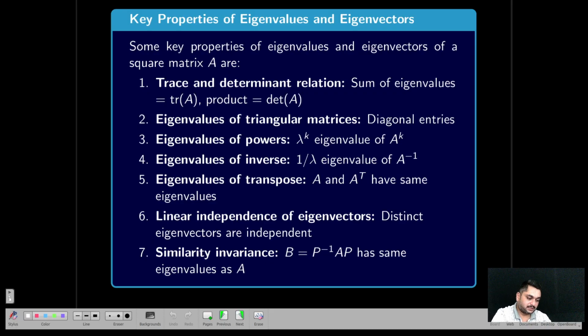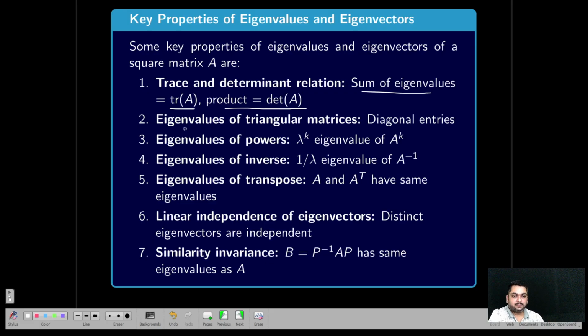Next, we'll see some of the key properties of eigenvalues and eigenvectors, like the one you have seen for the rank. Similarly, this helps us to solve the problems quickly. So, trace and determinant relation: sum of eigenvalues is equal to trace of A and product is equal to determinant of A. So for any given matrix, the trace will be equal to the sum of all the eigenvalues for that given matrix, and the product of all eigenvalues will be the determinant of A.